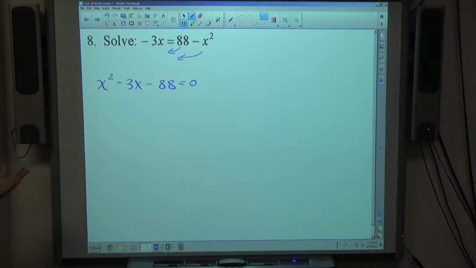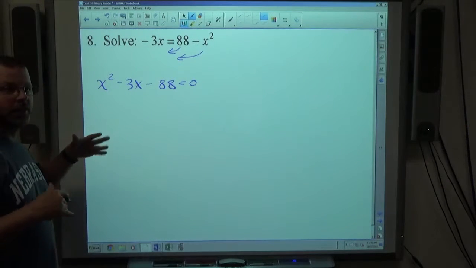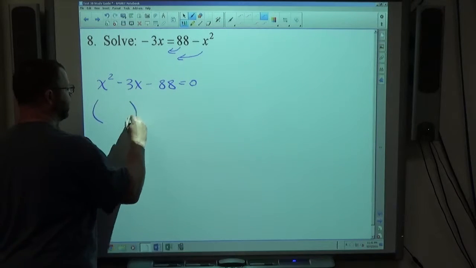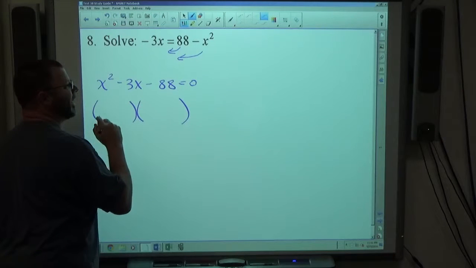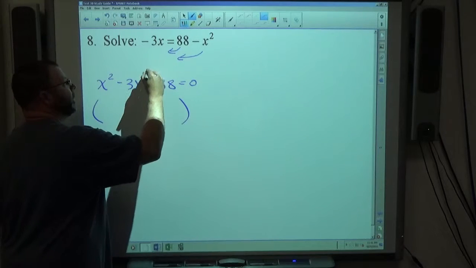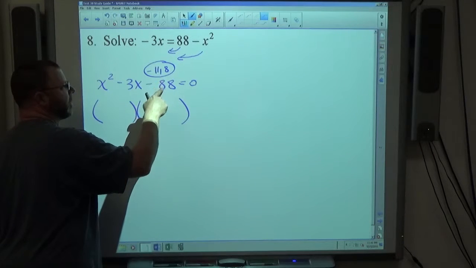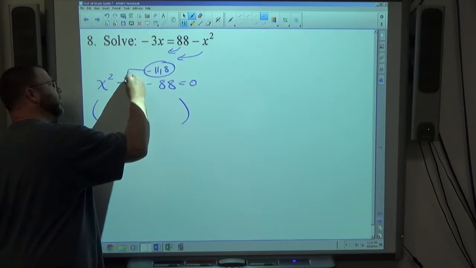I'm going on the assumption that we're going to have nice friendly answers on the test, so expect that factoring can happen. If I've got 1x squared, factoring is usually pretty easy. I'm looking for two numbers to multiply to make negative 88, that also subtract to make 3. Negative 11 and 8 do the trick. Negative 11 times 8 makes negative 88. Negative 11 plus 8 makes negative 3.